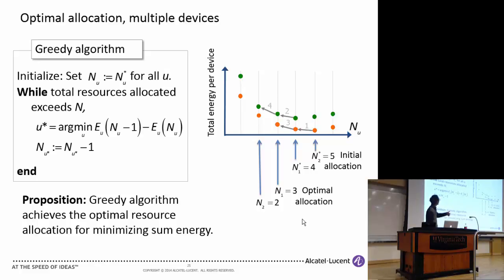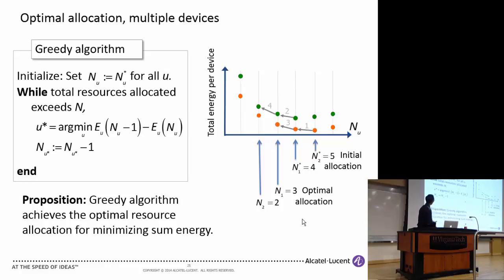And so for the first step, I want to remove 1 resource from 2. So now it requires this amount of total energy. On the second step, I want to see removing 1 resource from this other user results in the least increase in total energy, and so on.